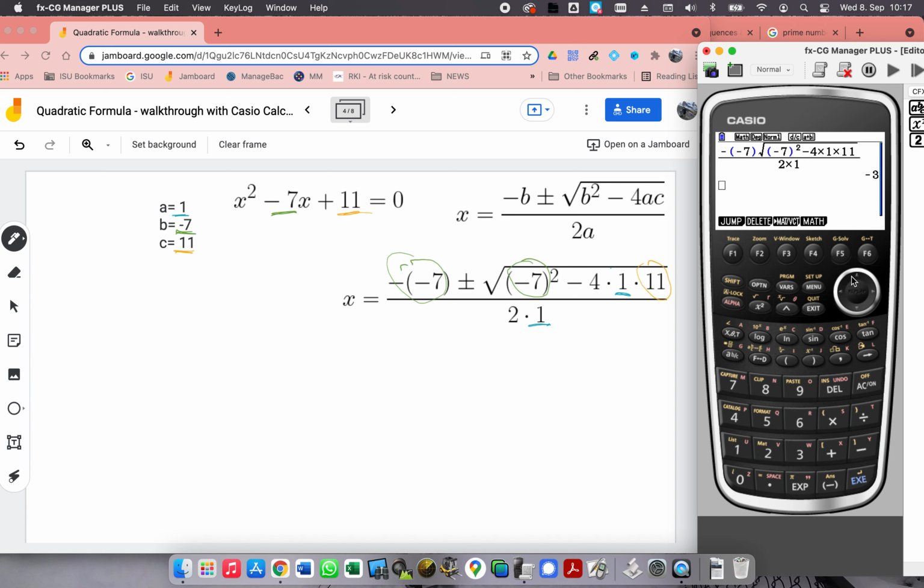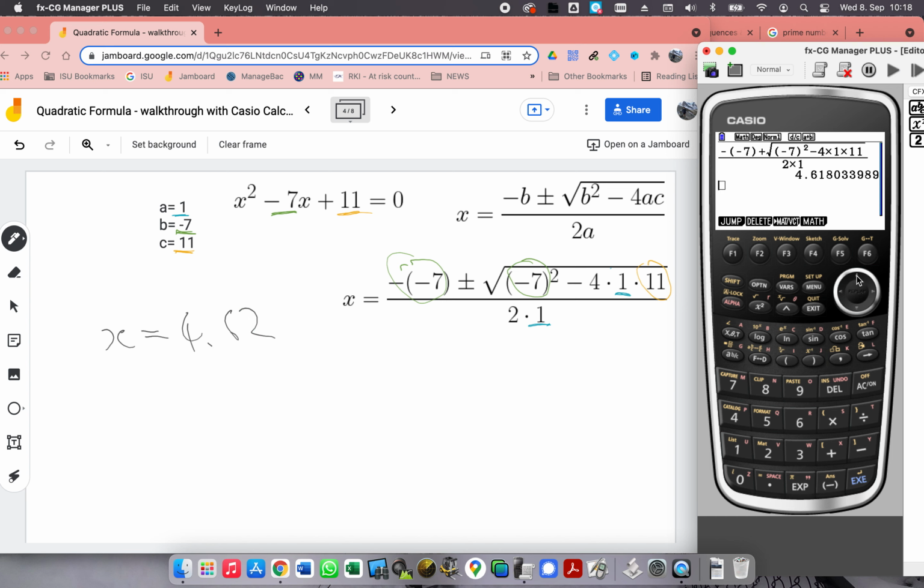Now I've just realized I've made a mistake. In between here I need a plus. So I'm going to do the plus one first. So that gives me my first solution. So I'm going to write that down as x equals 4.62.